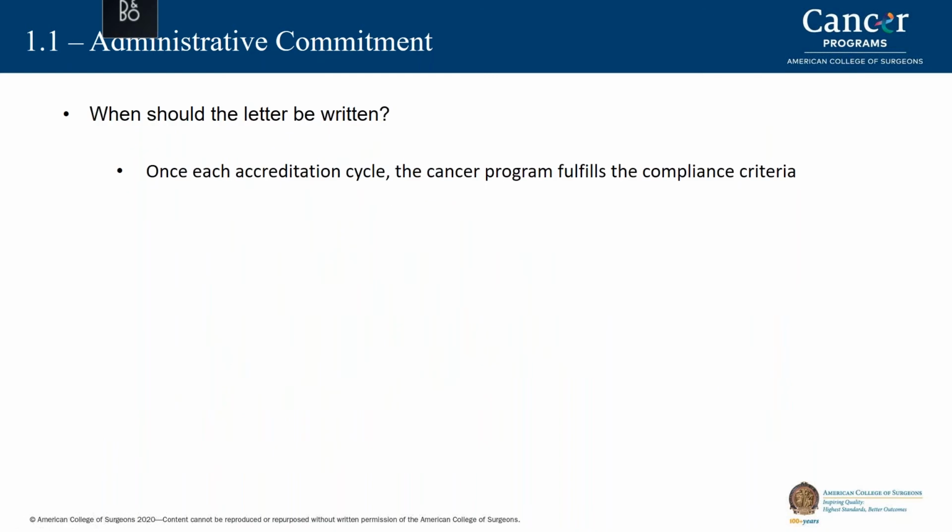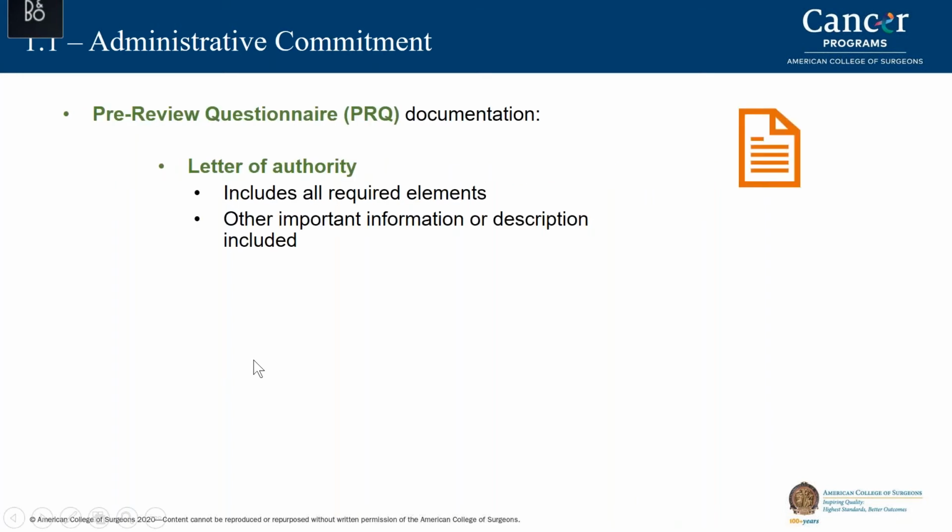When should the letter be written? Well, once each accreditation cycle, the cancer program must fulfill the compliance criteria. If new programs are developed at different times during the 3-year accreditation cycle, of course, the letter can always be updated. Next. Remember, all of these must be included in the pre-review questionnaire, or the PRQ, which has replaced the SAR. This includes the letter of authority and includes all the required elements, as well as descriptions and information that are included in this particular program and its category.